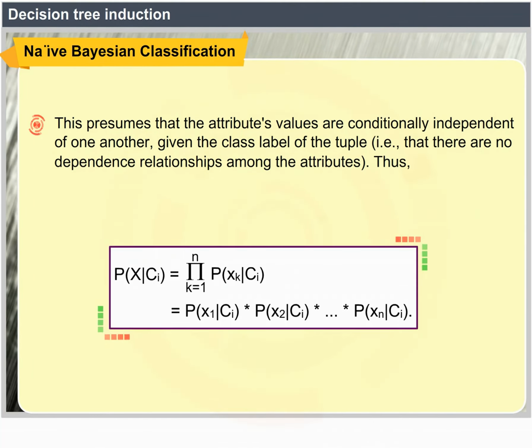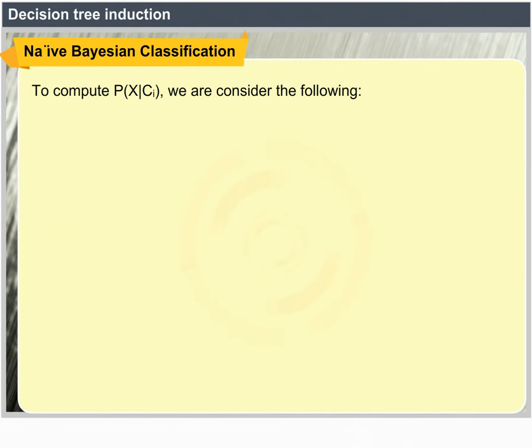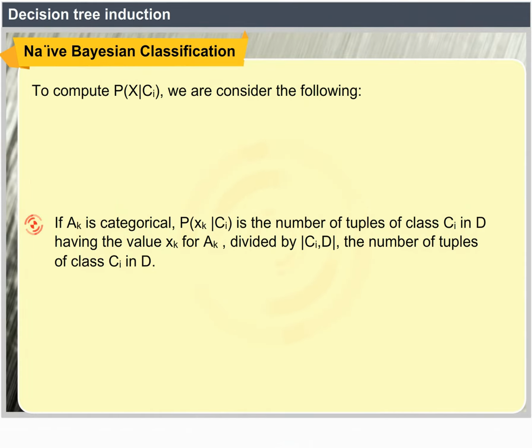Thus, P(x|Ci) is equal to the product for k equals 1 to n of P(xk|Ci), which equals P(x1|Ci) times P(x2|Ci) and so on up to P(xn|Ci). To compute P(x|Ci), we consider the following. If Ak is categorical, then P(xk|Ci) is the number of tuples of class Ci in D having the value xk for Ak, divided by |Ci,D|, the number of tuples of class Ci in D.